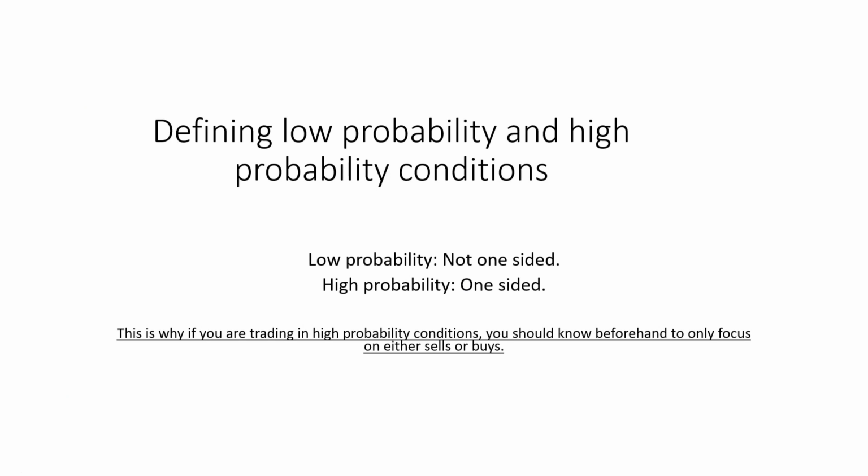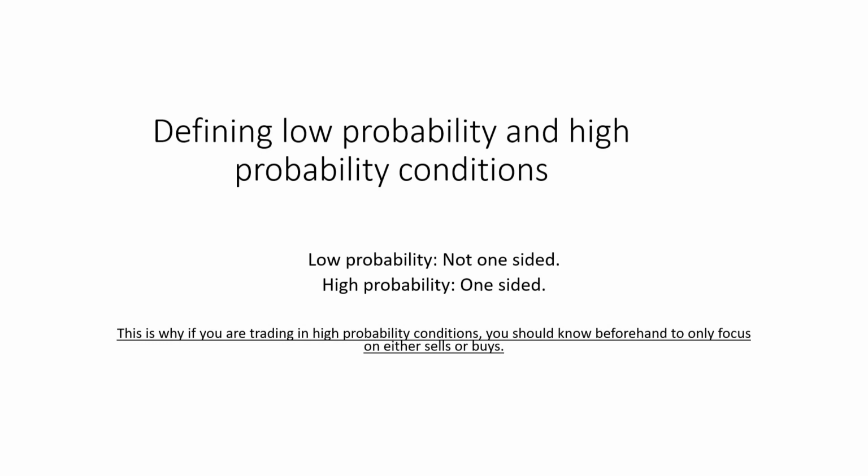So when you're looking at high probability conditions, you're looking at the charts and you're saying to yourself, I can only see lower prices over here. I cannot make a case for higher prices, or vice versa. So this is why, if you are trading in high probability conditions, you should know beforehand to only focus on either buys or sells. So say you check the charts before you go to bed, and then you wake up for either London or New York session, depending on where you live. You should already know whether you are focusing on buys or sells if you are truly trading high probability conditions.